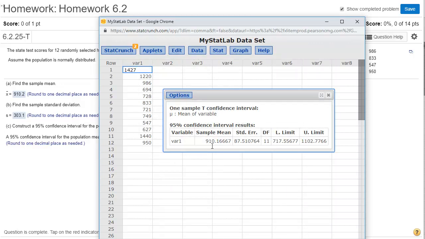Now notice it gives me the mean. So if I was only being asked for the mean, I could give it there, but it's not telling me the standard deviation. So that was why I used the summary stats.